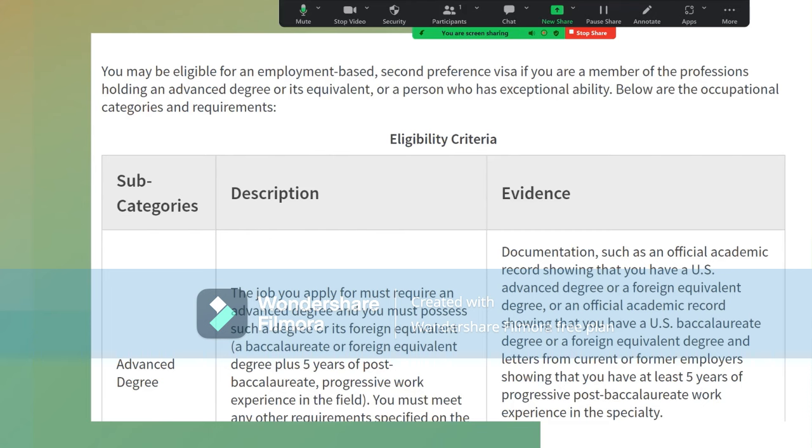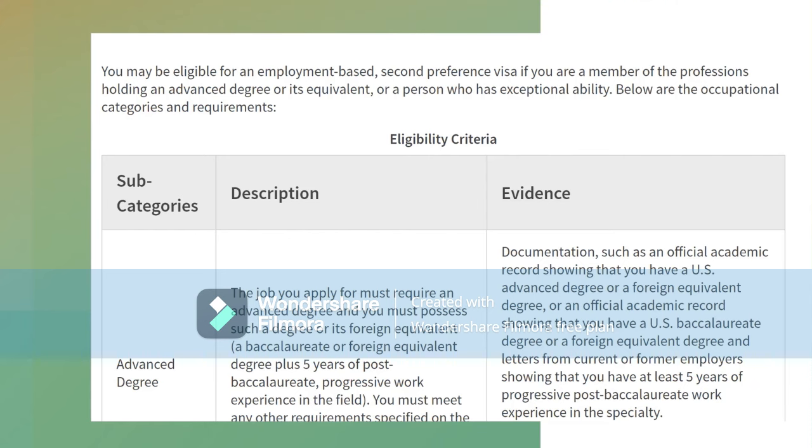Here the evidence is documentation such as official academic records showing that you have a US advanced degree or foreign equivalent. They're talking about transcripts, your certificate, your transcript. These are your evidence. Then the letter that you truly finished the degree, or a letter from a former employer showing that you have at least 5 years of experience, as they mentioned.